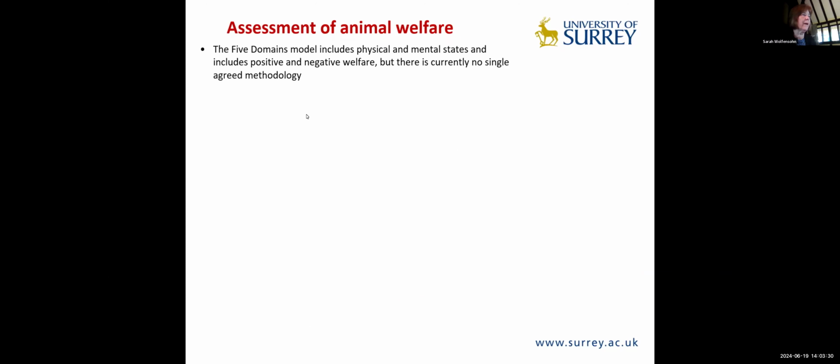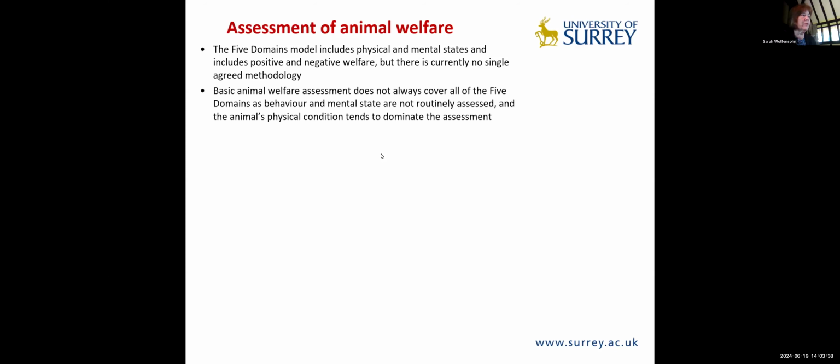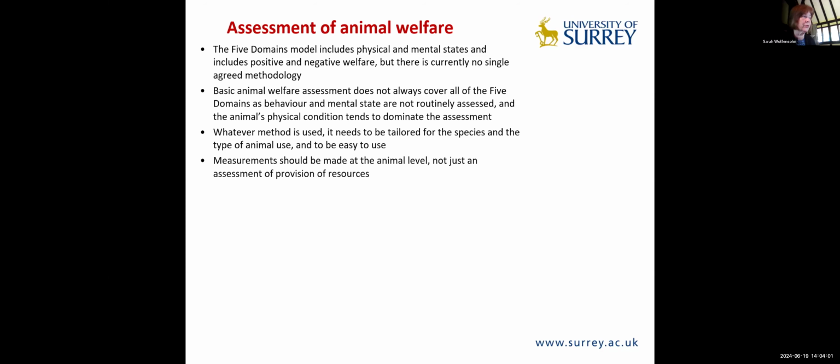So the assessment of animal welfare, the 5 domains, of course, includes physical and mental states and positive and negative welfare. But at the moment, there's no single agreed methodology for doing it. And basic welfare assessment often doesn't cover the 5 domains. They leave out behavior and mental state sometimes and simply look at the animal's physical condition. That dominates the assessment. Whatever method we use, we need to tailor it for the species, the type of animal we use, because there's no one size fits all, and it has to be easy to use. Measurements must be made at the animal level, not simply looking at the provision of resources. Oh, we gave it all that, well, it didn't use it. So, we need to take that into account.